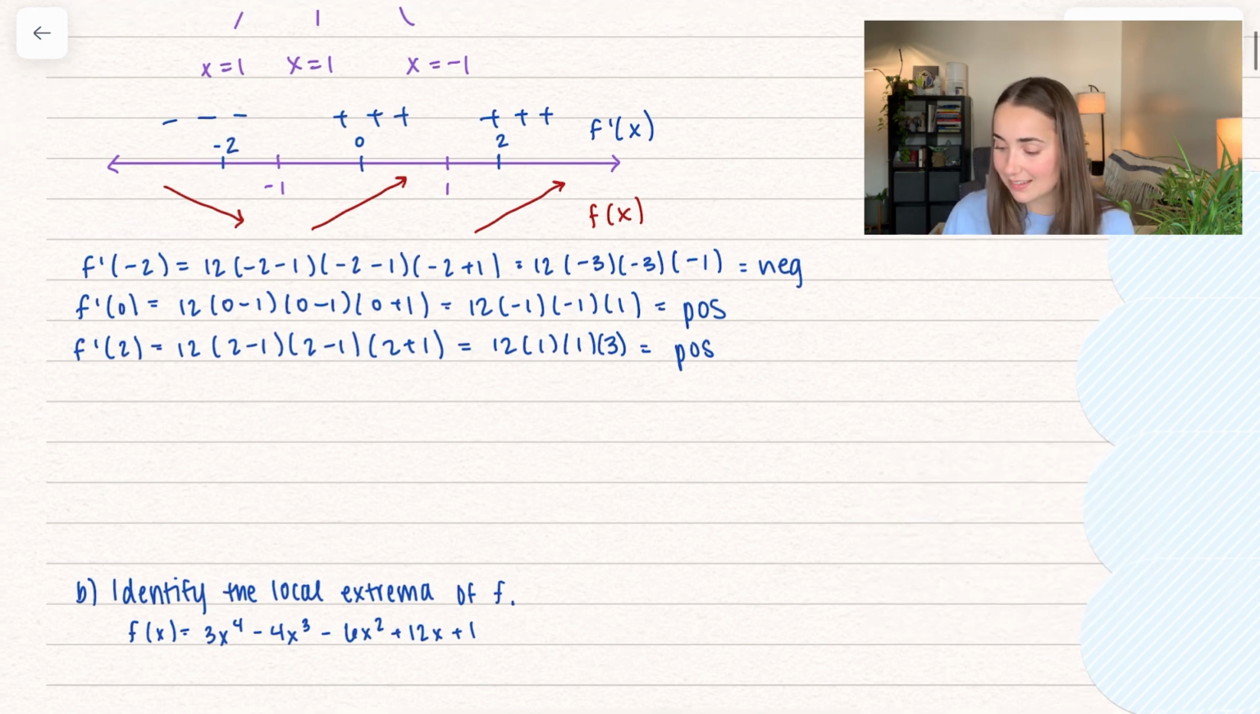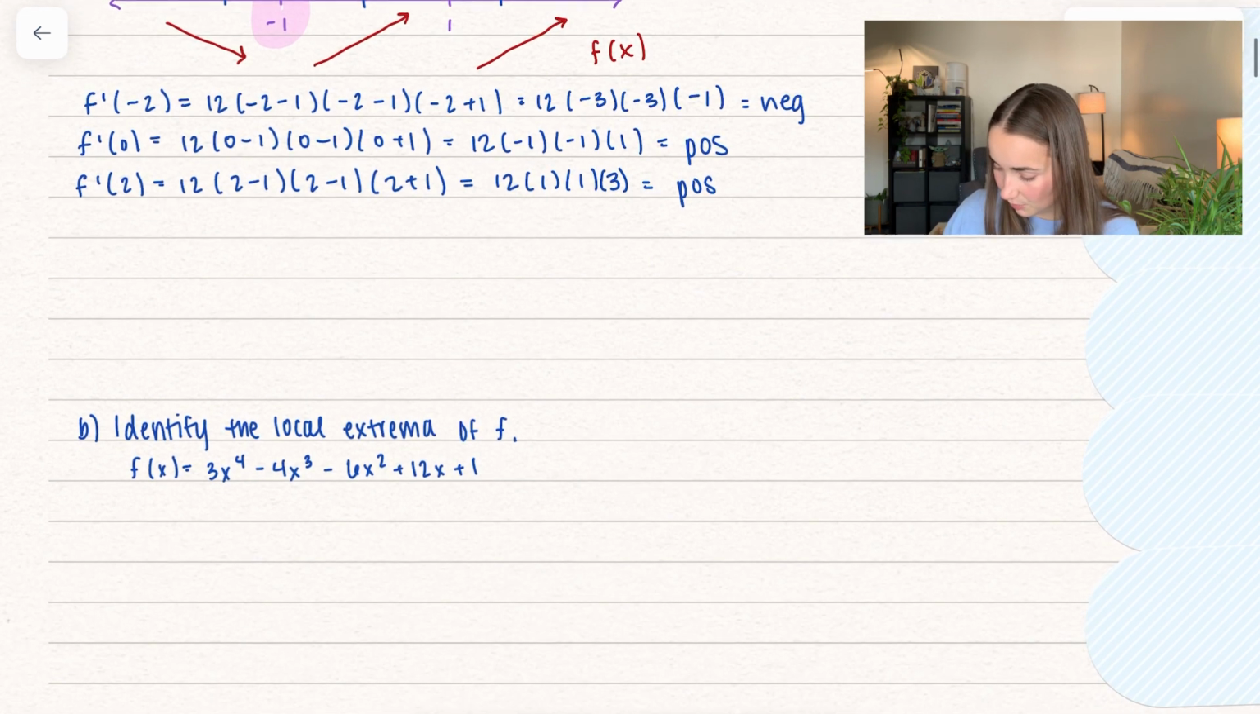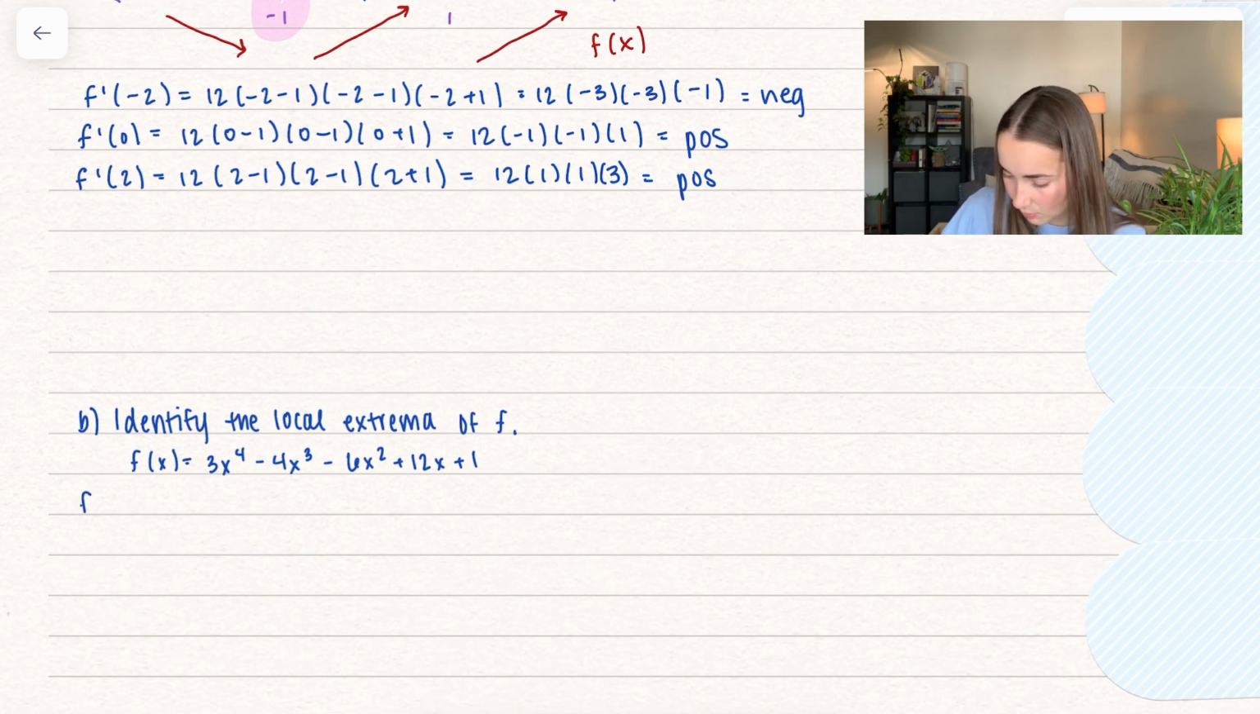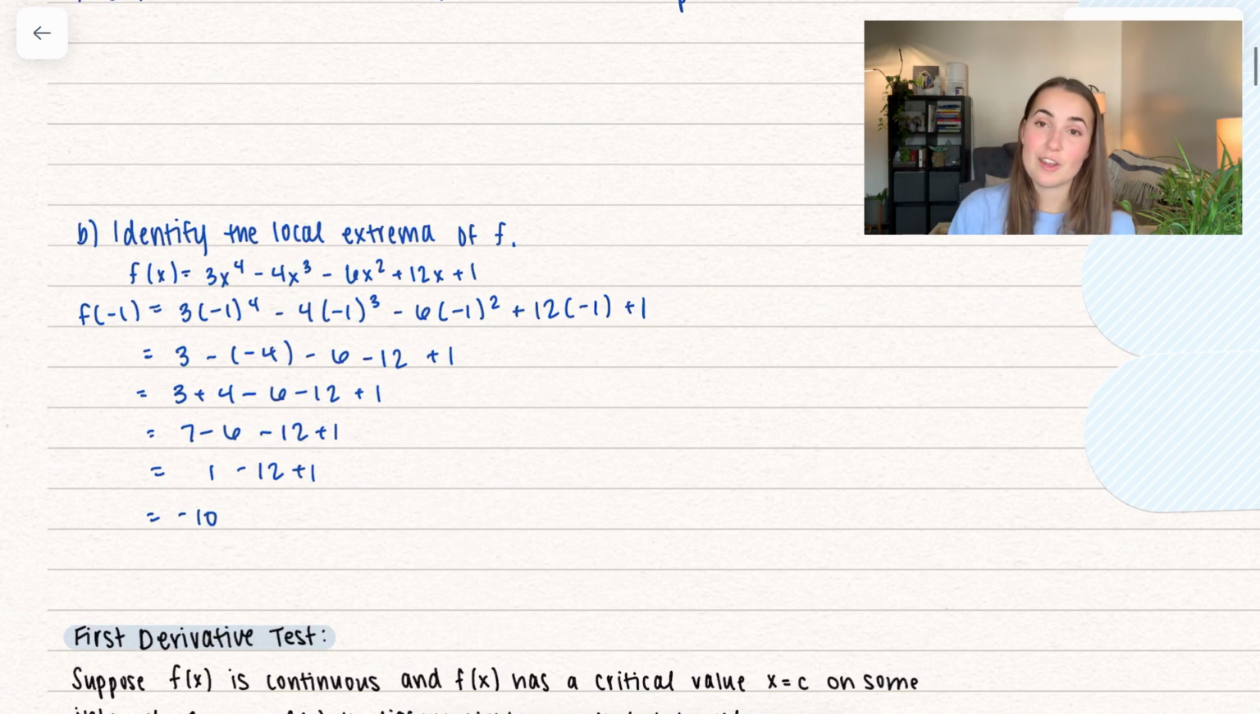So notice here at x equals 1, we're not going to have a local minimum or a local maximum because it's increasing on either side of it. So the only point that we're going to be worried about is this x equals negative 1. So let's go ahead and plug this into our function. F of negative 1 equals... so I got a corresponding y value of negative 10.